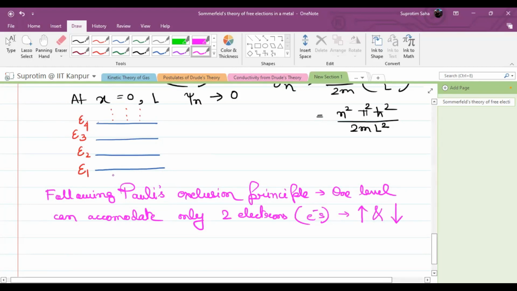So corresponding to each energy level, there will be filling up of electrons. So one up electron, one down electron, one up electron, one down electron, one up electron.